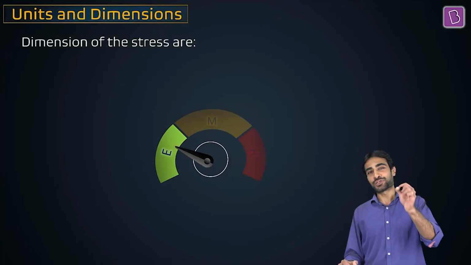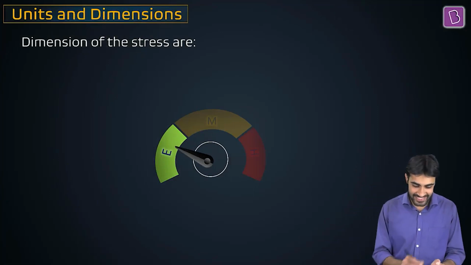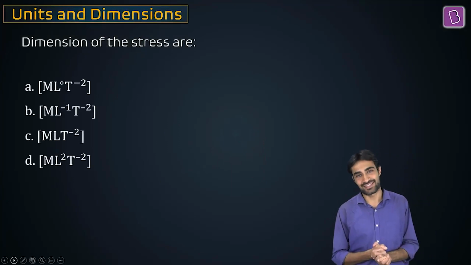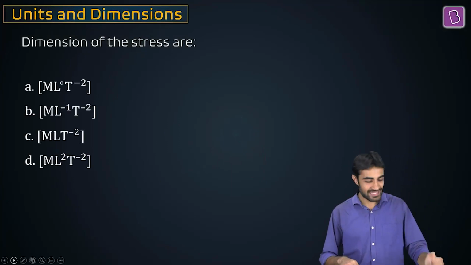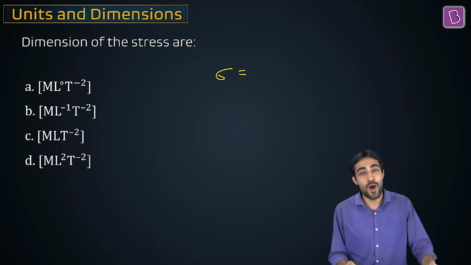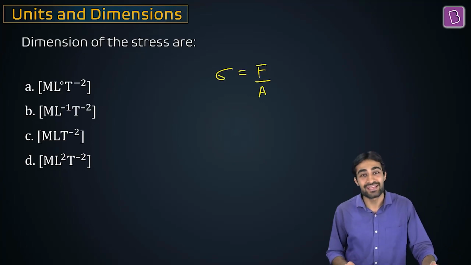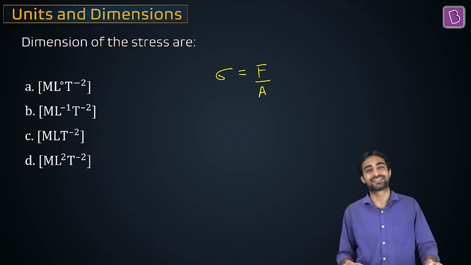Let's see this question on unit and dimension, and this is an easy one. The question says dimension of stress. What is the dimension of stress? And these are the options. Well, we know the formula of stress, don't we? Formula of stress is force per unit area. Force upon area. This is the formula for stress.